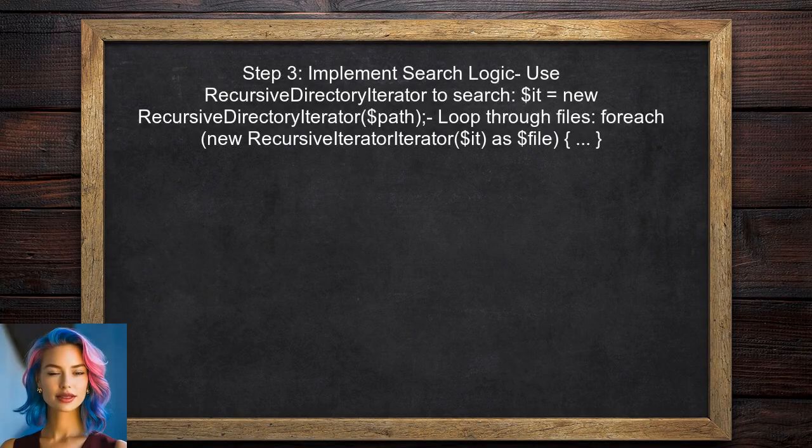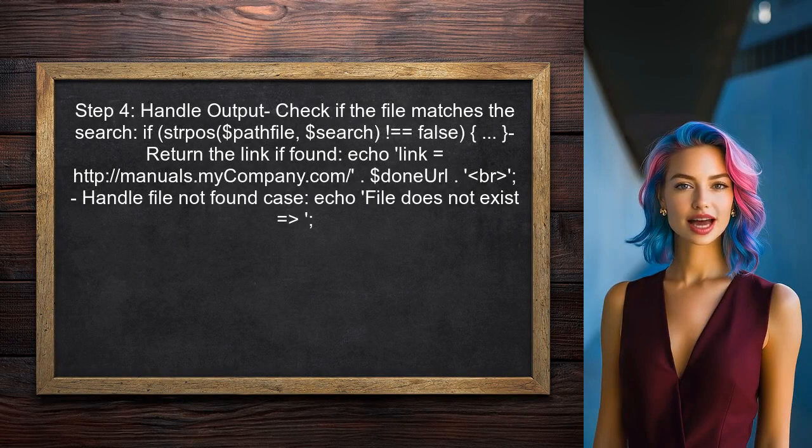Now, the user should focus on the loop that searches through the directory. It's important to ensure that the search logic is correctly implemented to find the manual files. Finally, the user should handle the output correctly. This means checking if the file was found and returning the appropriate response, including the link to the manual if it exists.